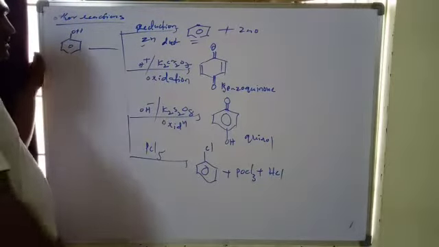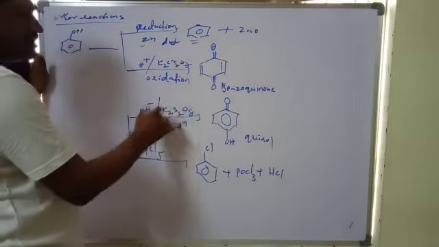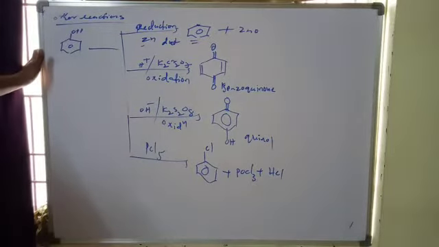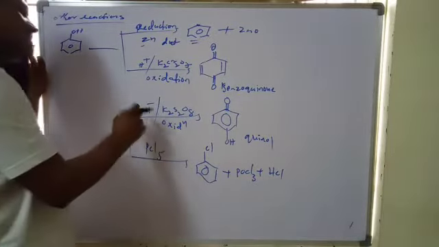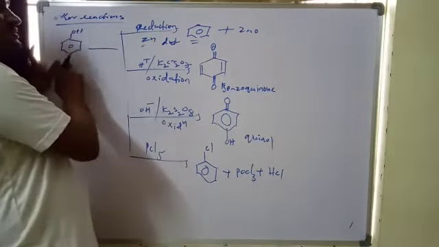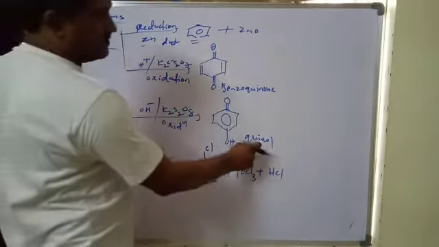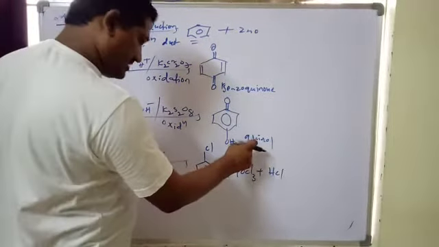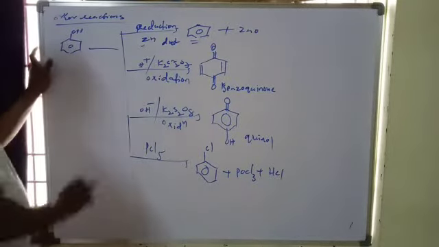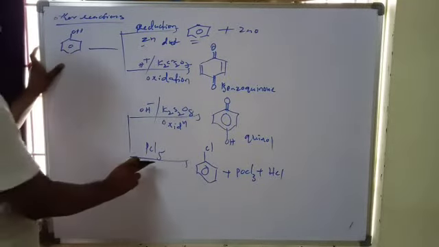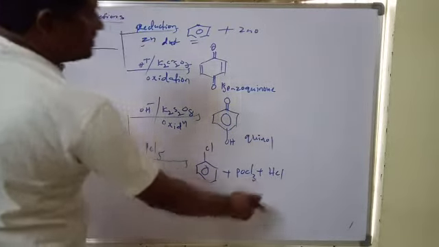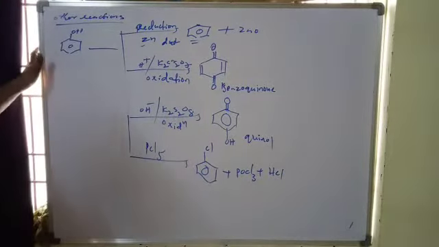Similarly, another oxidation is with potassium persulfate. In basic medium, potassium persulfate, when treated with phenol, gives quinol as a product. Now these two are oxidation reactions. Next, phenol reacts with PCl5; chlorobenzene, phosphoryl trichloride and HCl are the products.